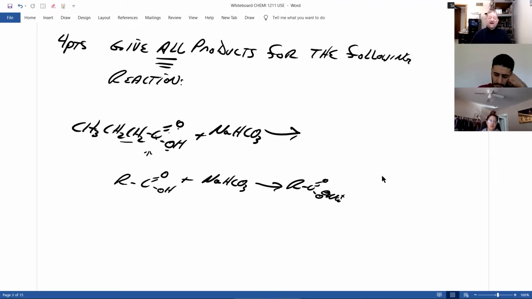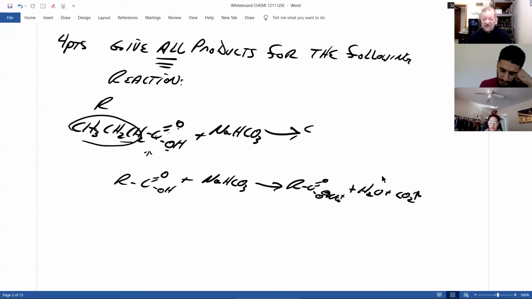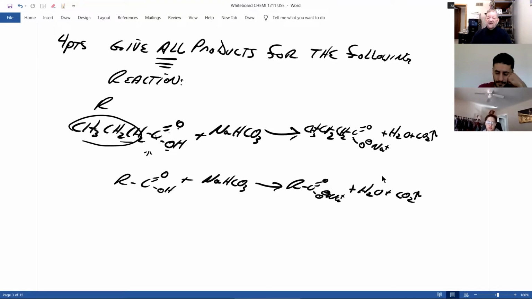The carboxylate anion, water, and carbon dioxide given off as a gas. So if I look at this, what's my R group? Three carbons. Then my carbonyl, oxygen O minus and Na plus. Remember, there's 4 bonds to carbon. So I can put in my hydrogens, and you get water plus carbon dioxide given off as a gas. And that's how you do it.